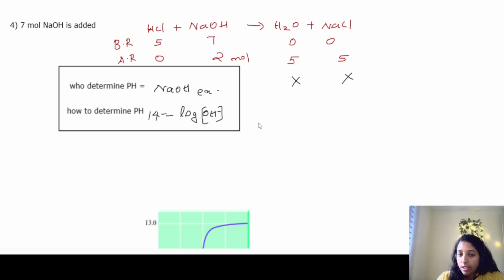In this case, again I'm telling you, the negative logarithm of 2 is not the OH minus concentration. 2 is the number of moles. You need the number of moles over V total. Now you have added some NaOH, so that makes some volume plus the initial volume of HCl, which is 1 liter. Like that, you calculate the OH minus concentration. The negative logarithm of that gives the pOH, and 14 minus that pOH gives the pH.